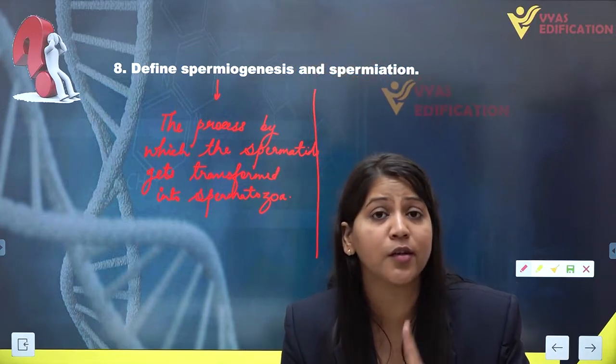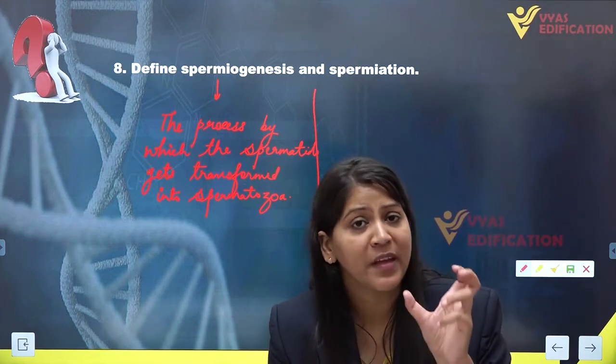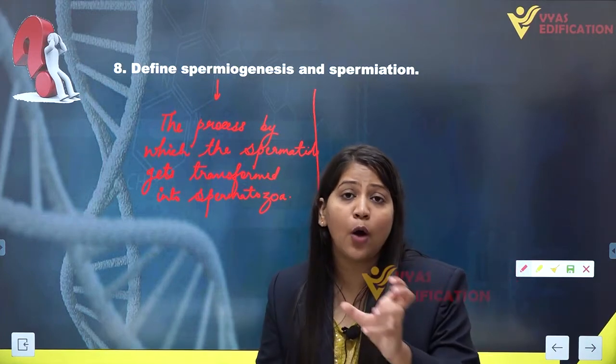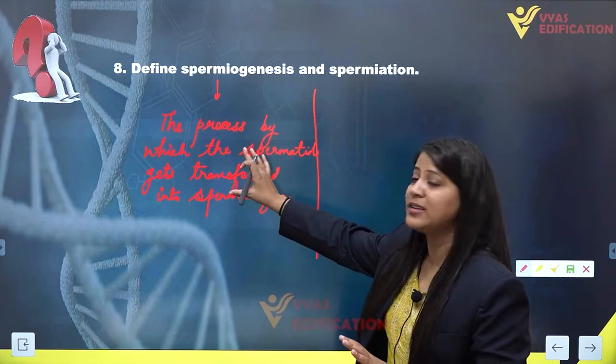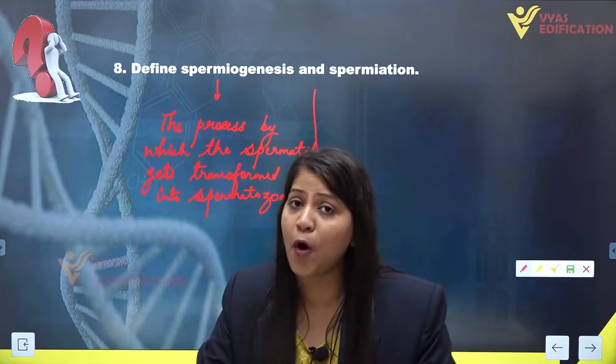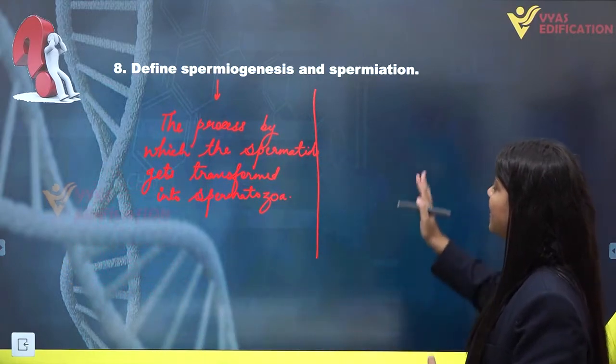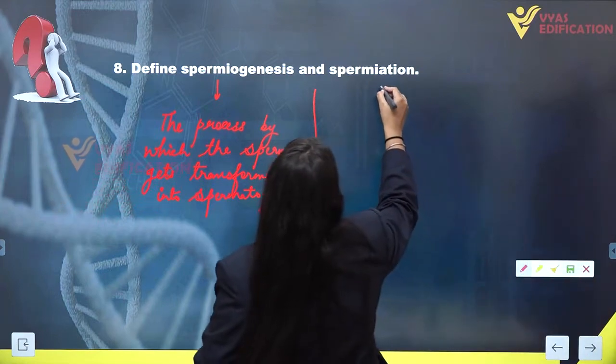There is another process known as spermatogenesis. Spermatogenesis is the process of formation of the male gamete or sperm cell. Spermatogenesis is that. Now we are having spermiogenesis. Spermiogenesis is a process by which spermatids are transforming into spermatozoa or sperm cells. The next we have is spermiation.